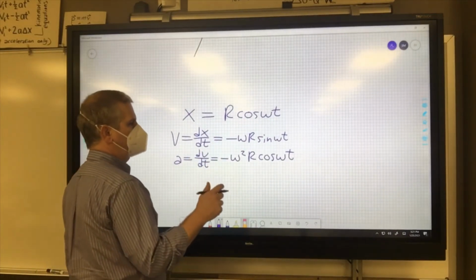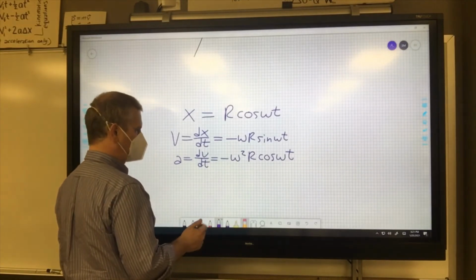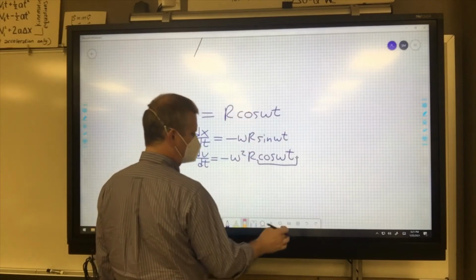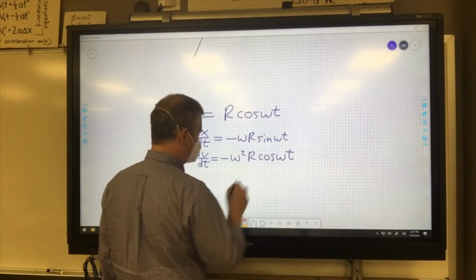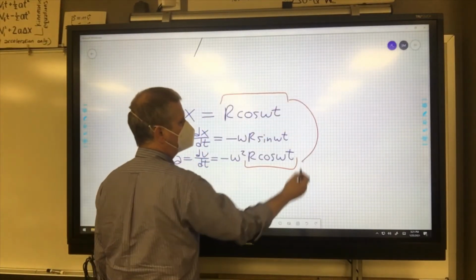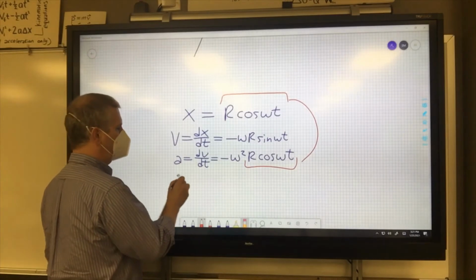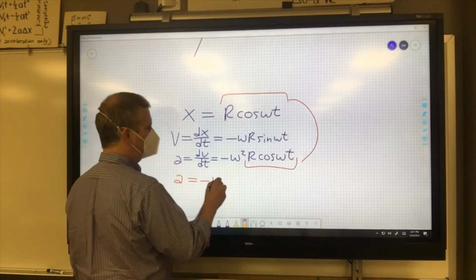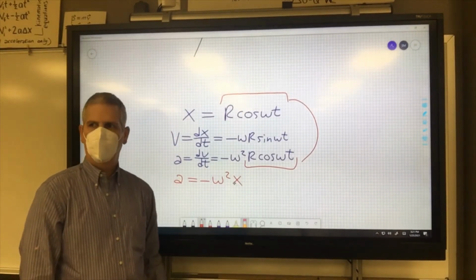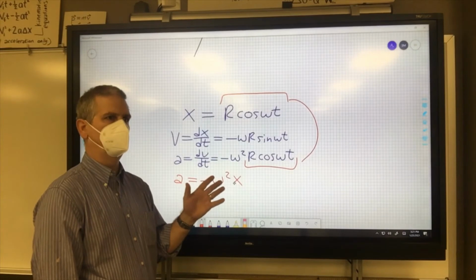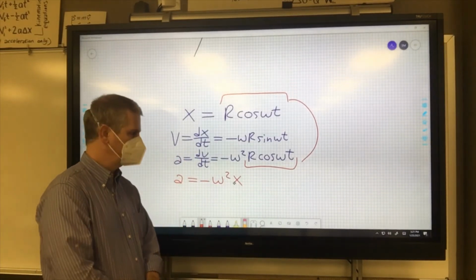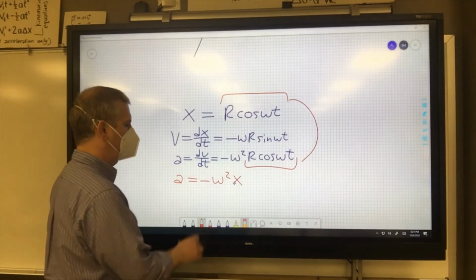I want to point out two things here, and we're going to talk about omega for a little bit. You see this cosine omega t here? R times the cosine of omega t looks vaguely familiar. Therefore, a also equals negative omega squared times x. If you know x at some given position, and you know omega, square it, you can find your acceleration. Okay, now, what is this omega thing?